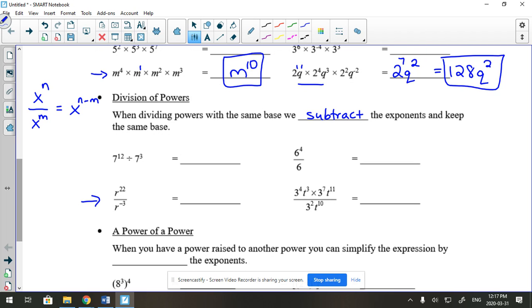Let's look at this one here. I have the same base, which is r, and now I have 22 minus a negative 3, which is the same as 22 plus 3. So be careful if you're subtracting negatives, so you're not getting mixed up there.